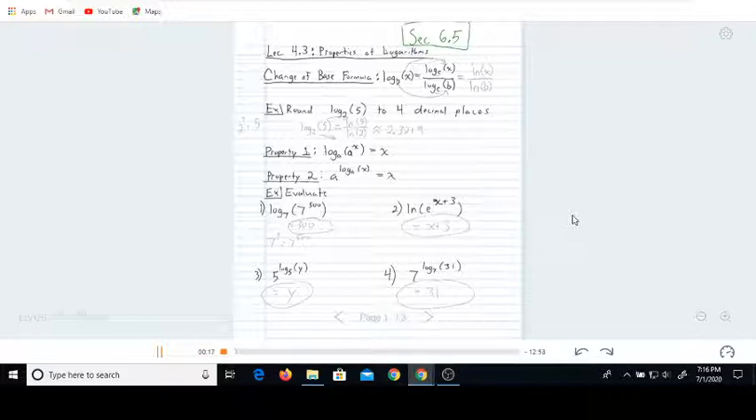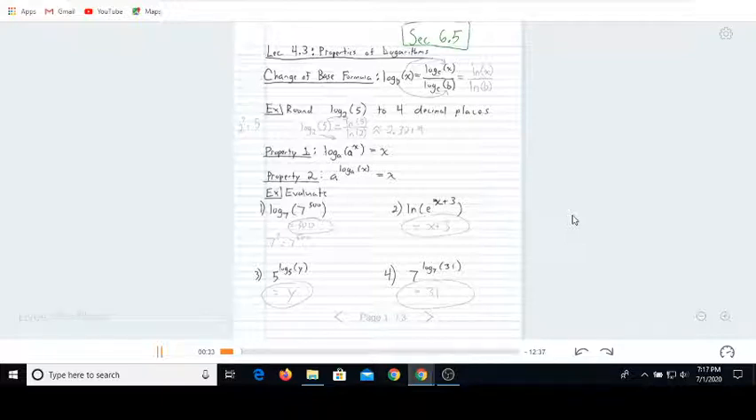It's called the change of base formula. It turns out when you're working with logarithms, you can change the base to any base your heart desires. The catch is that your one logarithm will be expressed as a ratio of two logarithms.